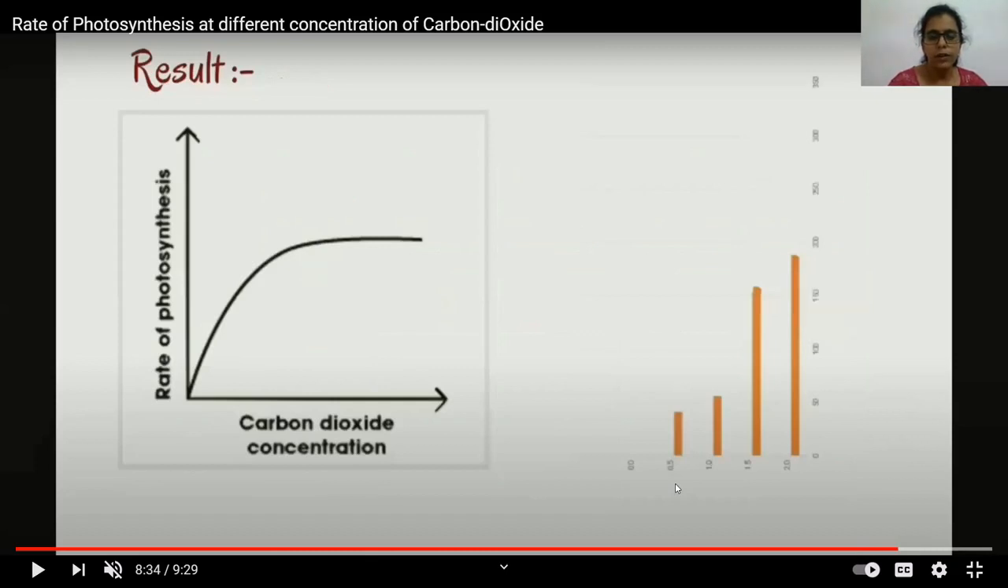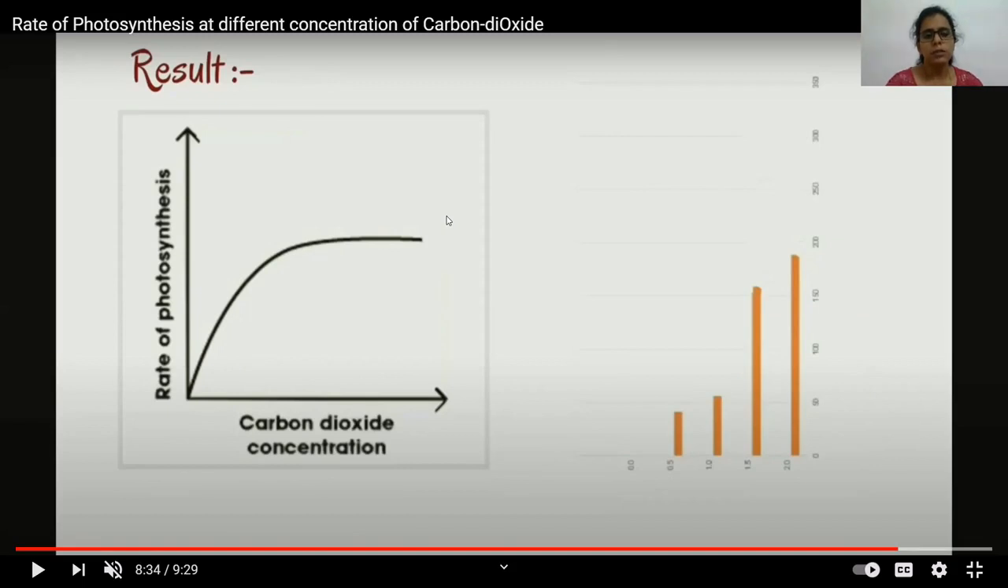Now when you plot the graph between rate of photosynthesis and carbon dioxide, you will get this type of graph. Rate of photosynthesis increases gradually as the concentration of carbon dioxide increases, but after a certain point the graph gets saturated as the rate of photosynthesis becomes constant. After that there will not be any increase or decrease in the rate of photosynthesis.